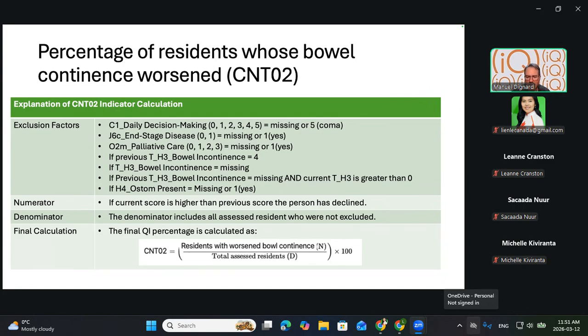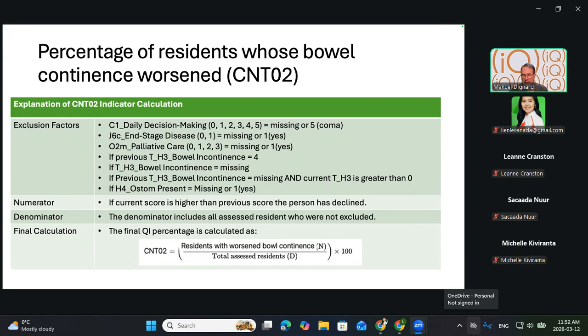And this measure helps identify residents who may be experiencing that functional or medical decline that affects continence. So it could prompt a review of the care plans, of everything that's related to toilet mobility, diet, medication side effects.